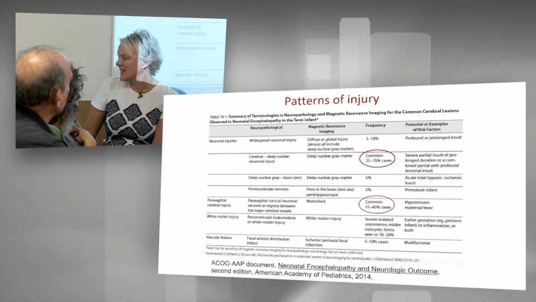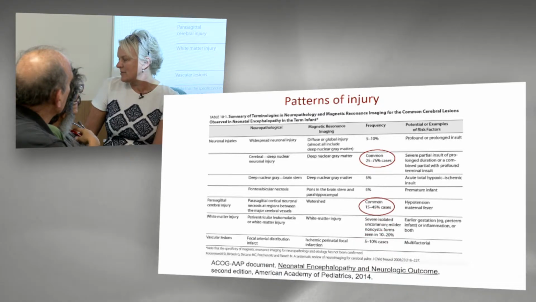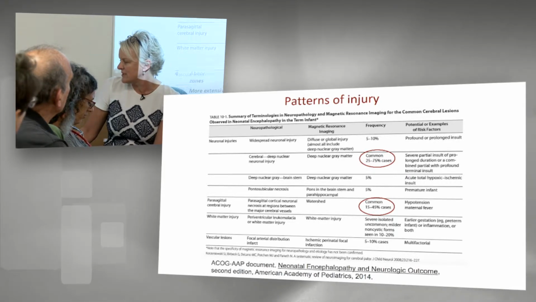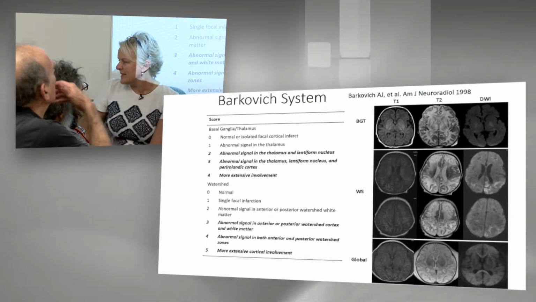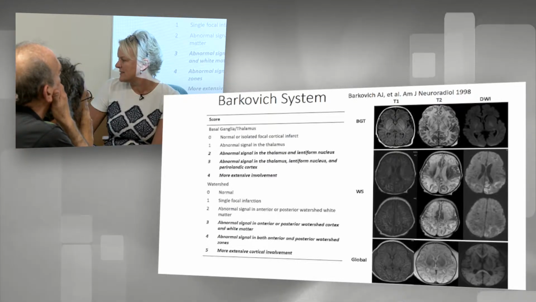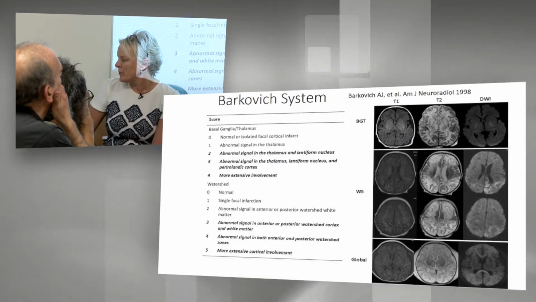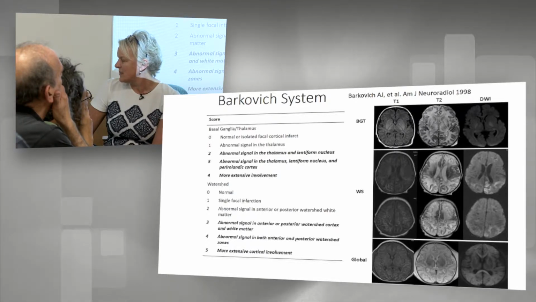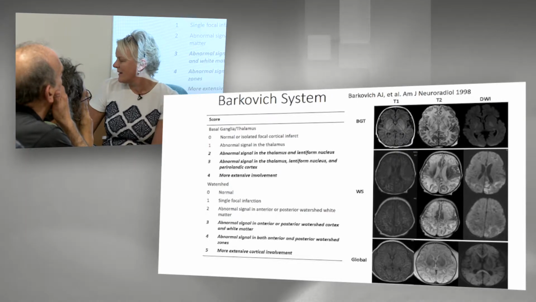But the two commonest lesions that we see still are the deep grey matter lesions and these cortical or so-called parasagittal lesions. Here are the examples I showed you from Jim Barkovich's scoring system. These are pretty extensive injuries here. You can see in the basal ganglia, the thalamus, and the putamen with loss of the posterior limb of the internal capsule here. This is the so-called watershed. You can see posteriorly here and here, more extensive and global.